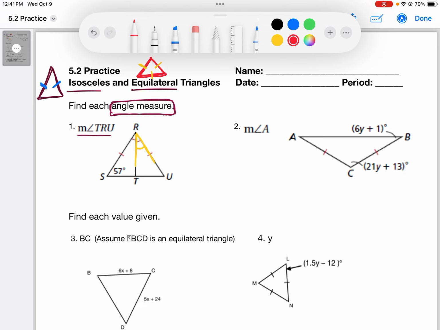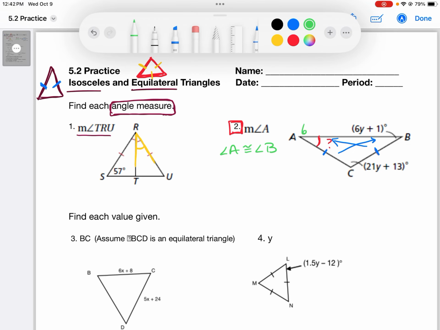Now, this is the easier of the two out of 1 and 2, so I'm actually going to work number 2, which asks us to find the measure of angle A, this angle right here. And from our notes, we know that when two sides, I'm going to highlight them in blue, of a triangle are equal, the angles opposite those sides are congruent. And so what that lets me know in this particular question is that angle A is congruent to angle B.